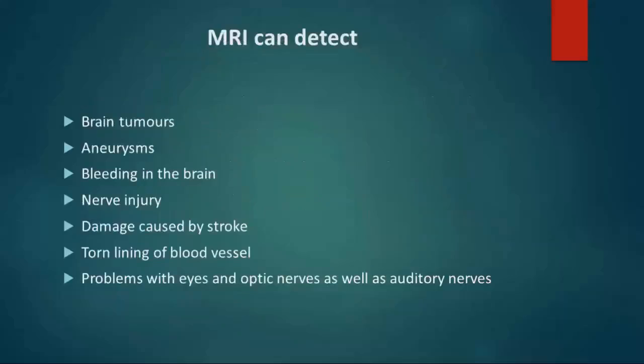So what can the MRI detect? The MRI can be used to detect brain tumors, aneurysm, bleeding in the brain, nerve injury, damage caused to the brain by stroke, torn lining of the blood vessels, problems with the eyes and optic nerve, as well as the auditory nerves.